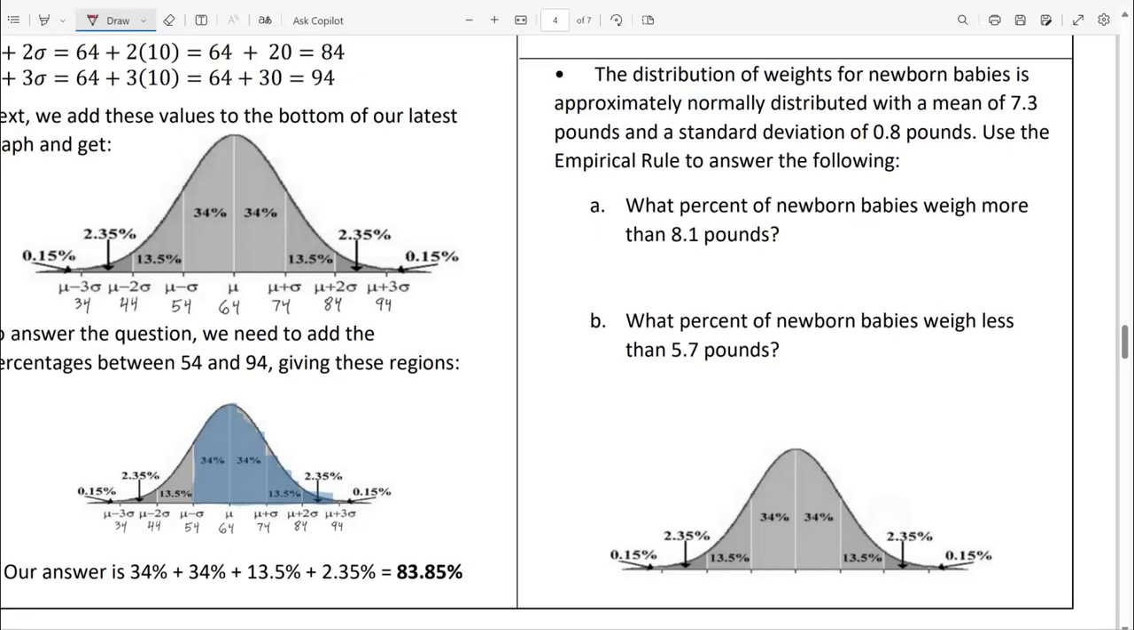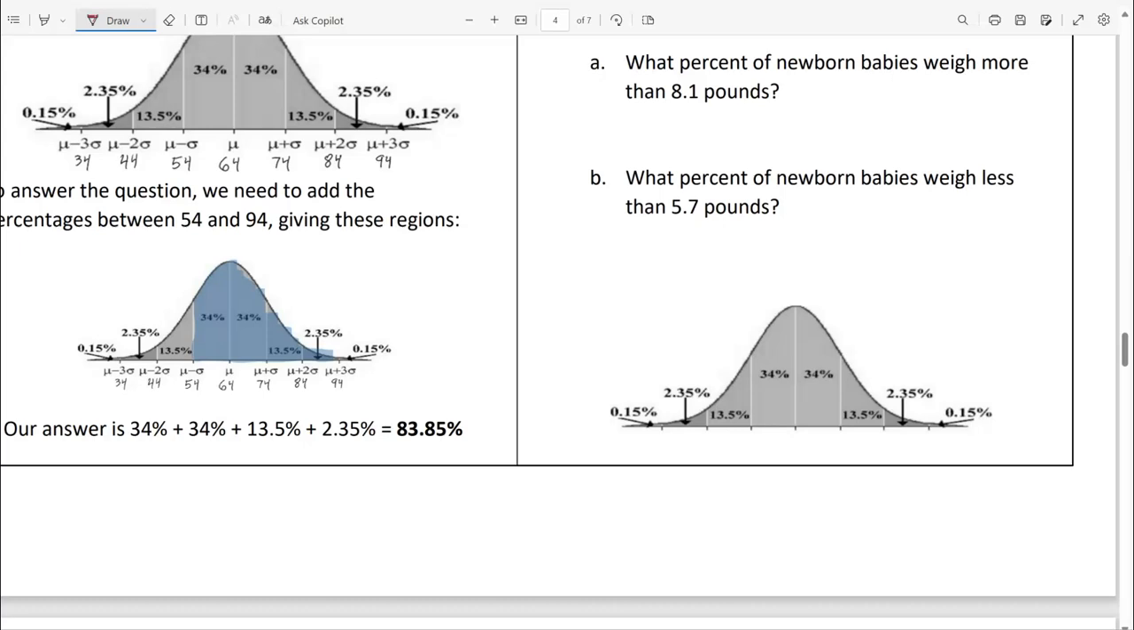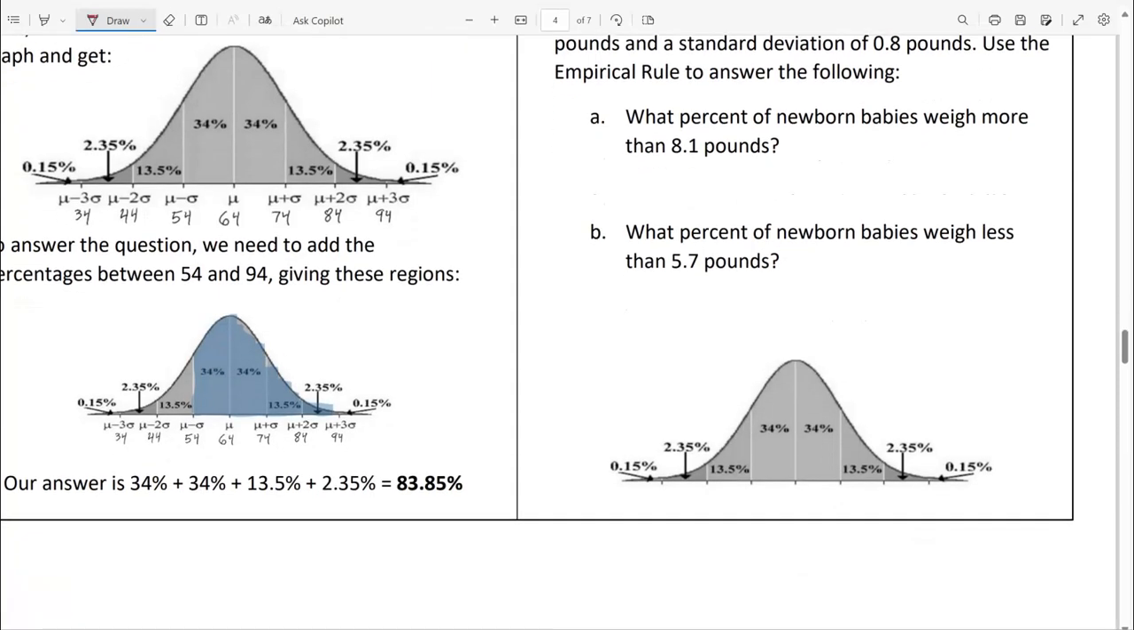So again, we need to label our axis. I'm just going to use the image they put down here, and we can draw on that one. So our mean is 7.3, and then our standard deviation is 0.8. So I'm going to add and subtract that to get the rest of the values. So we get 8.1, 8.9, and 9.7 going up, and then let's go down as well. 6.5, 5.7, and 4.9.